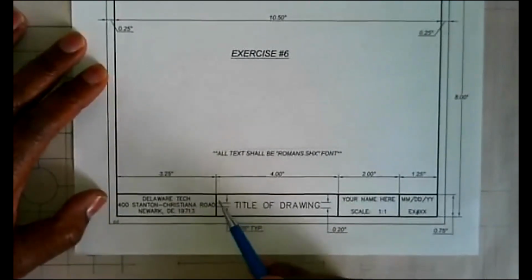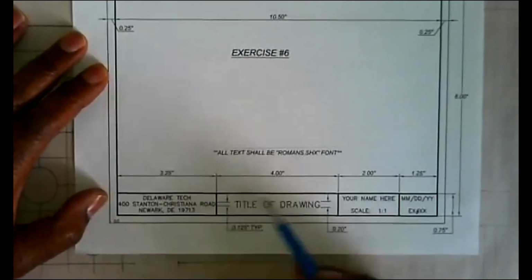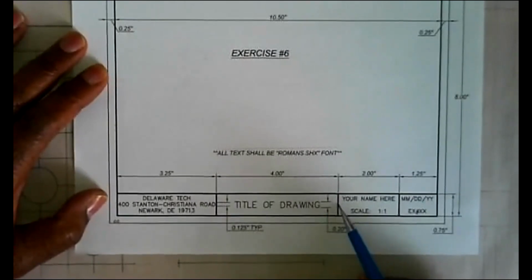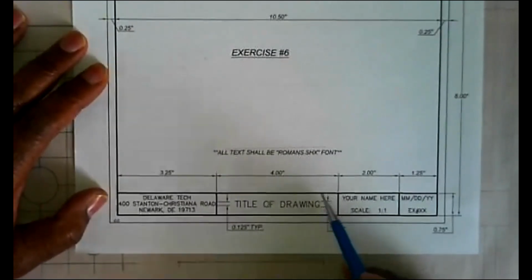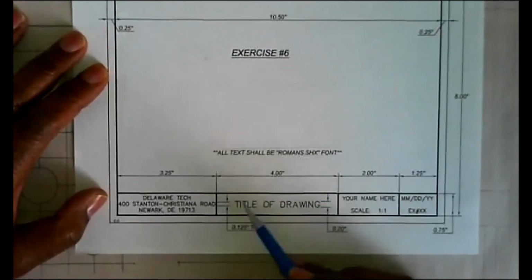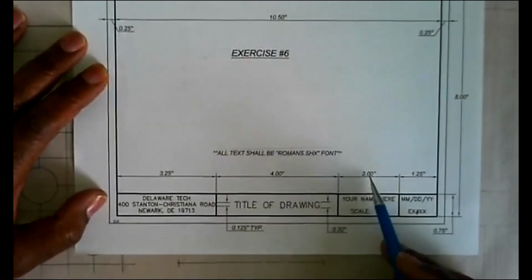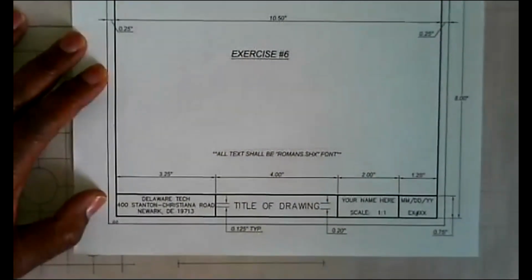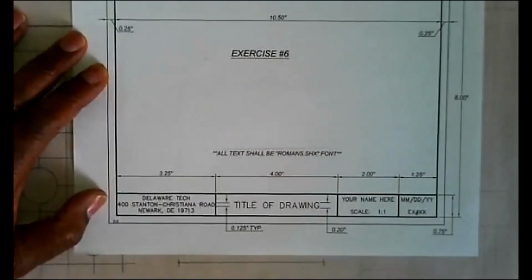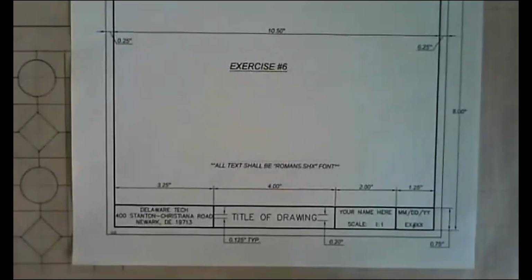And then we're going to copy this line to here by a dimension of 4 inches. So we're going to use the copy tool, and then we're going to copy this line from here to here by a dimension of 2 inches. And again, we're going to use the copy tool. So we're going to use some new modifier tools, trim and copy.